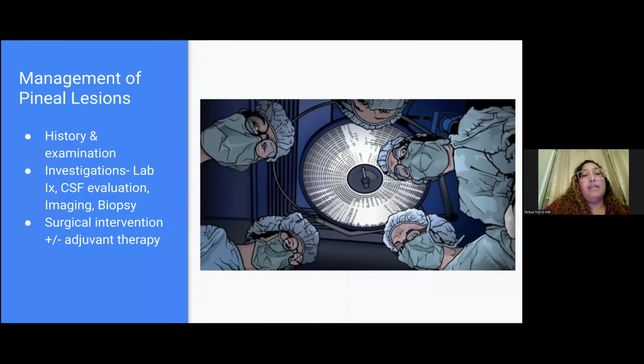Next, we have the management of these pineal lesions. So we always start with history and examination for these patients. After which we go on to investigations, and these include lab investigations, CSF evaluation, imaging, and biopsies. And then there can be surgical intervention plus or minus adjuvant therapy.